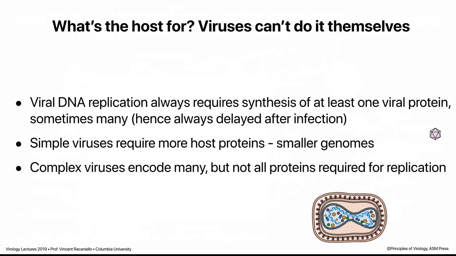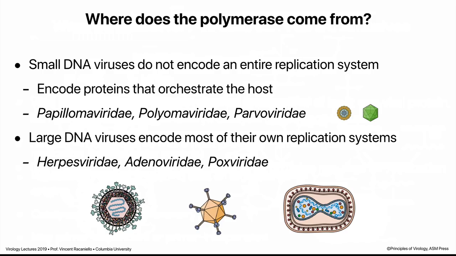How about the DNA polymerase? Way back when we talked about viral genomes, we talked about double-stranded DNA viral genomes. The small ones utilize the DNA polymerase of the host. These small DNA viruses, again, they don't encode anywhere near an entire replication system. They don't encode the DNA polymerase for sure. They typically encode proteins that I like to say orchestrate the host. They attract the DNA synthesis machinery of the host to replicate their genomes. And these include the papillomaviruses, the polyomaviruses, and the parvoviruses. And we'll talk about these in some detail. The larger DNA viruses, as I say, encode most, but not all of their replication systems: herpes viruses, adenoviruses, and pox viruses.